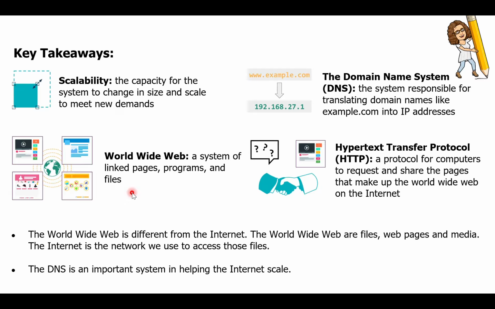Remember, the internet is the network. The World Wide Web is all the stuff on that network. HTTP is the protocol for computers to request and share data over the World Wide Web, or over the internet that makes up the World Wide Web. So as I said, the World Wide Web is different from the internet. The World Wide Web is the files, and the internet is the network you use. The internet is the physical wires of it. The World Wide Web is the stuff we use to receive the information we get from that network. DNS is a very important thing that helps our internet scale and grow.